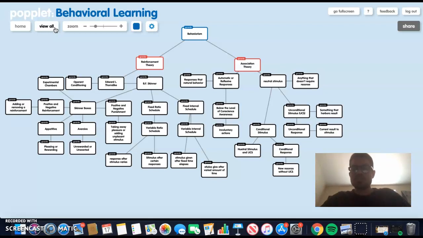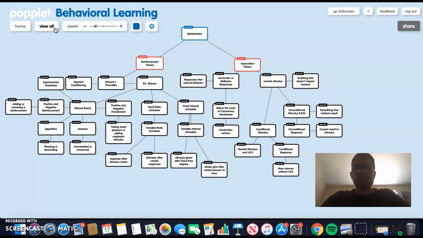The conditional response would be that you salivate when there's the ring of the bell with the food or the smell. And then the new response would be without the stimulus, without the food. If you ring the bell, the person will start salivating, or the animal will start salivating. Okay. That would conclude all about association theory.